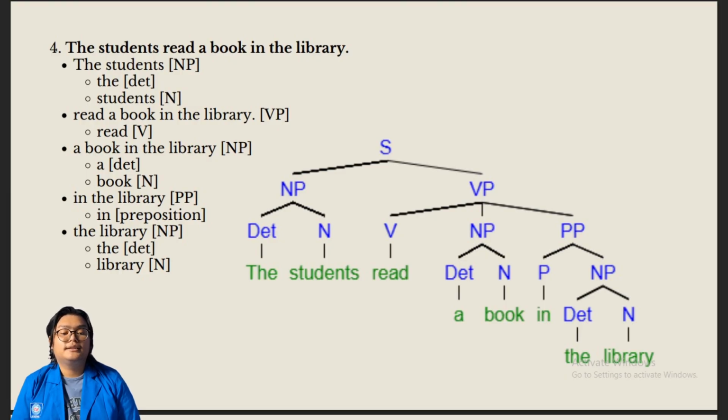So here is the tree diagram. The NP consists of the determiner "the" and the noun "students." The VP consists of the verb "read," the noun phrase "a book," and the prepositional phrase "in the library."